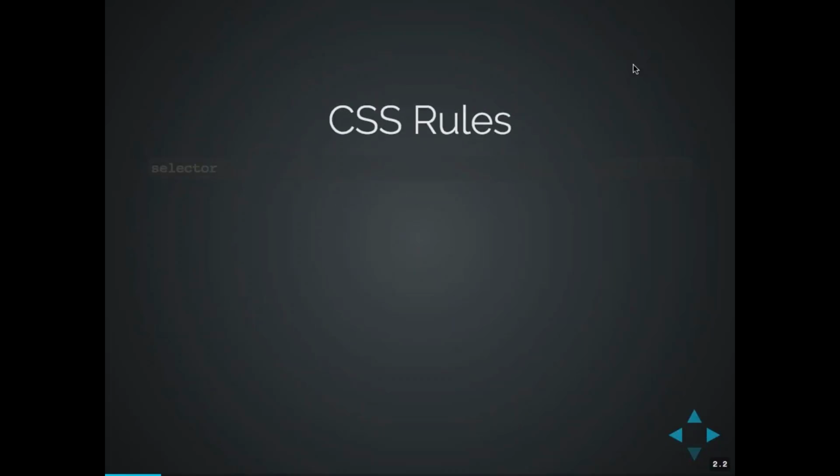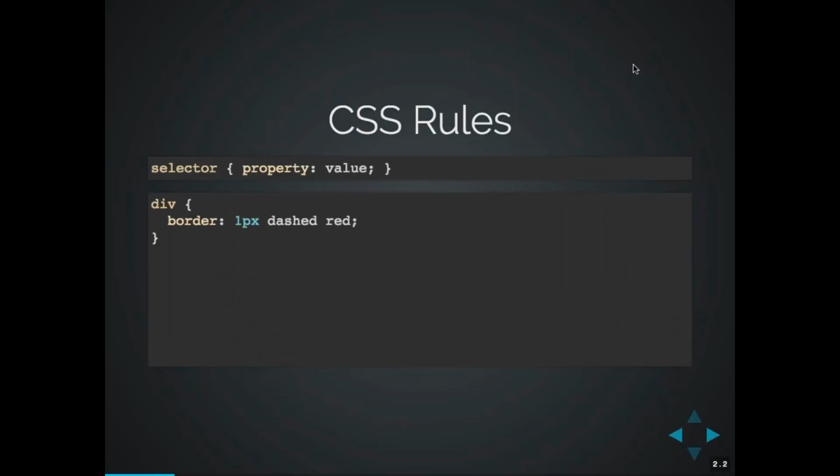CSS rule, so as I said, CSS is made up of rules. A typical rule is made up of a selector, a property, and a value. So that's pretty much all CSS. It's lots of these declarations and rules. They might look like something like this. So this selects all the divs, which is an HTML construct, and gives it a border of 1 pixel, which is dashed in red. So that's a typical selector. That's quite a simple one.